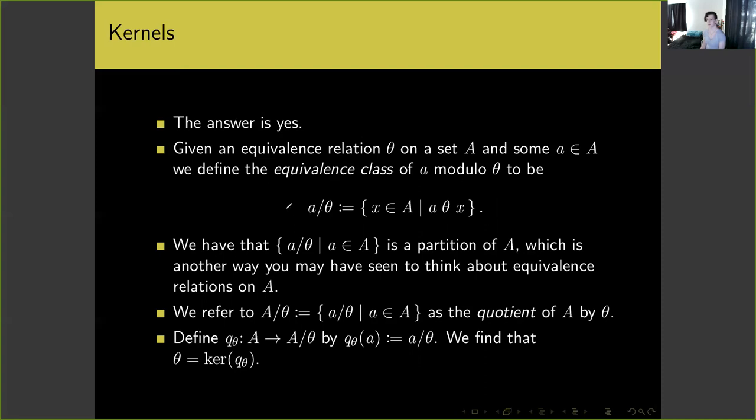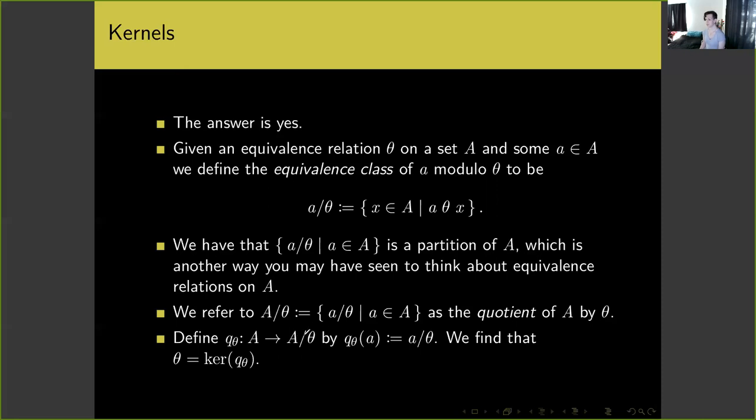Now we're going to use these in order to help us construct a function so that theta is the kernel of that function. First of all, note that the collection of all the equivalence classes a mod theta is a partition of the set A. That's another way you may have seen before to think about equivalence relations on the set A. We're going to denote by big A mod theta the set of all of those equivalence classes, or in other words, that partition of A, and we're going to refer to it as the quotient of the set A by the equivalence relation theta.